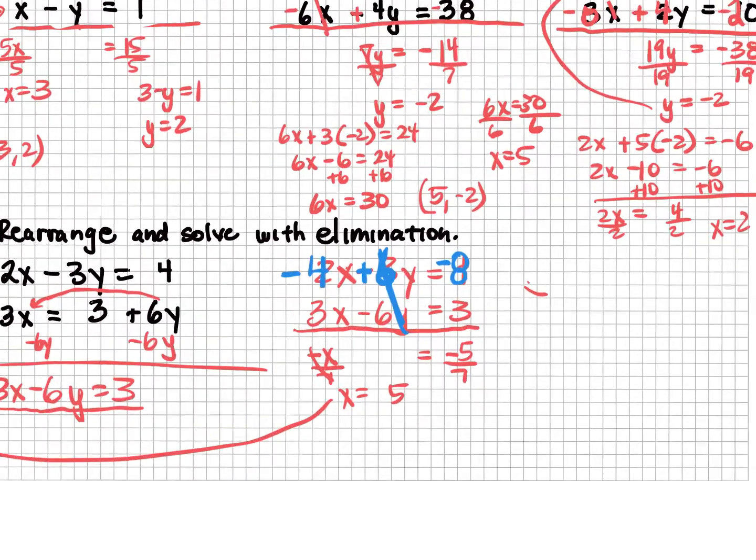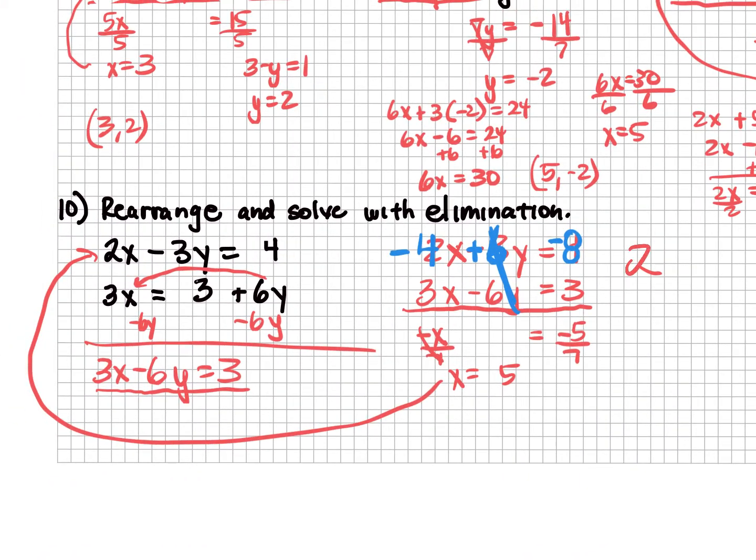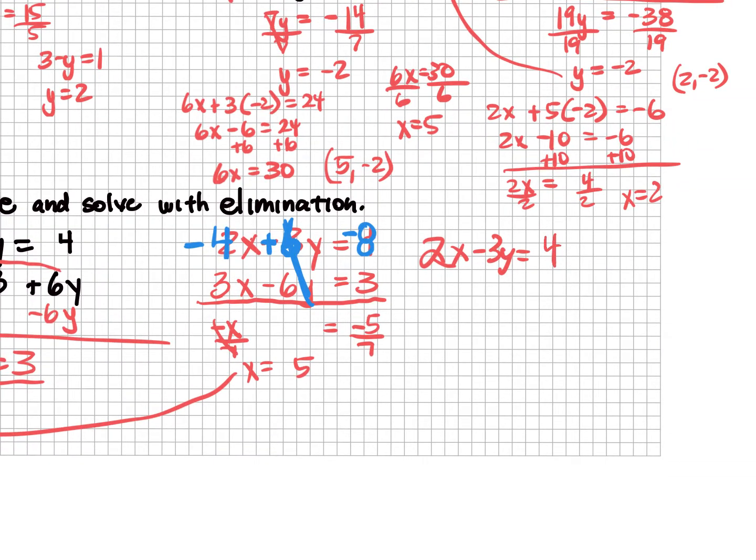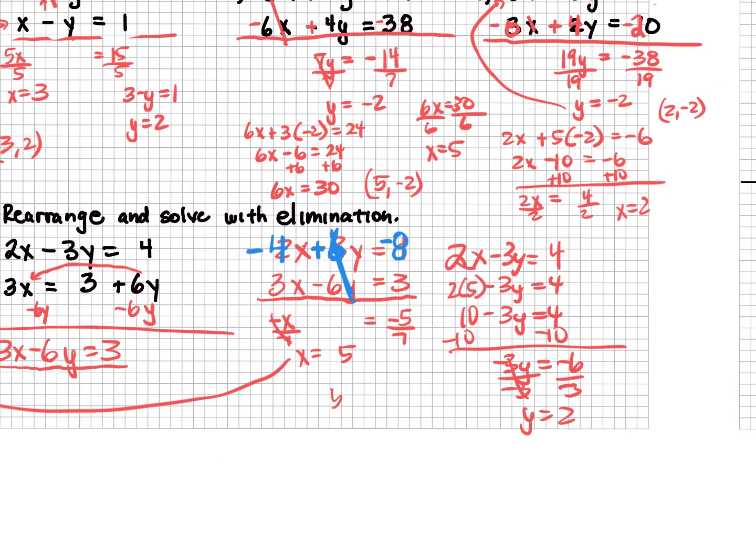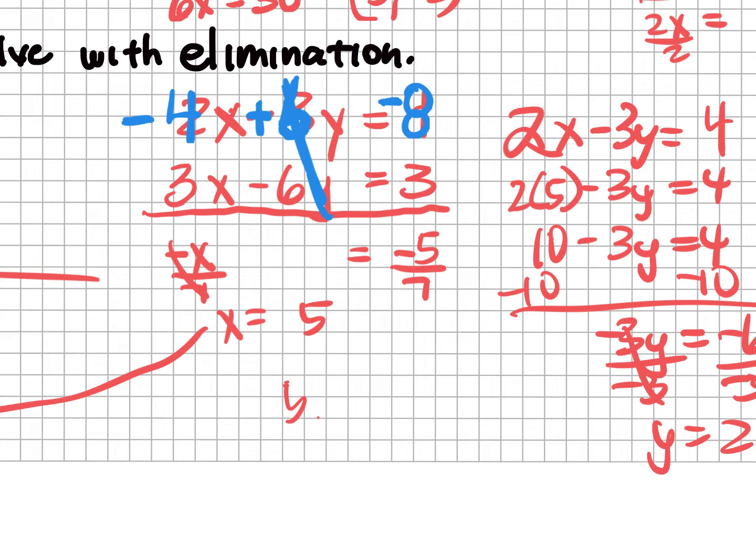2x minus 3y equals 4. But x is 5, so 2 times 5 minus 3y equals 4. 10 minus 3y equals 4. Subtract 10 from both sides. Negative 3y equals negative 6. Divide by negative 3. y equals positive 2. So the answer was (5, 2). All right, done with the first side.